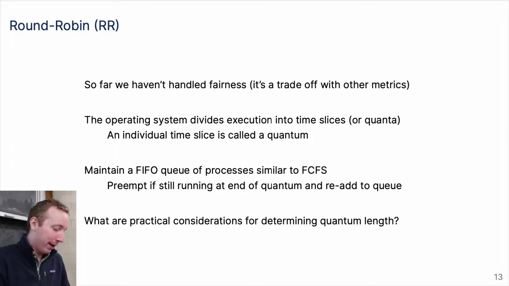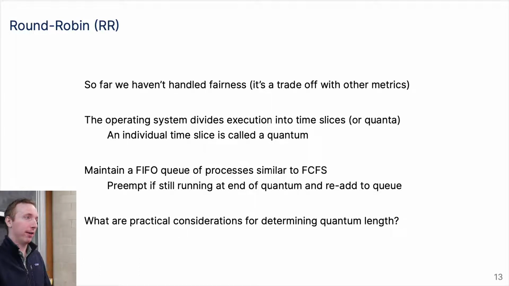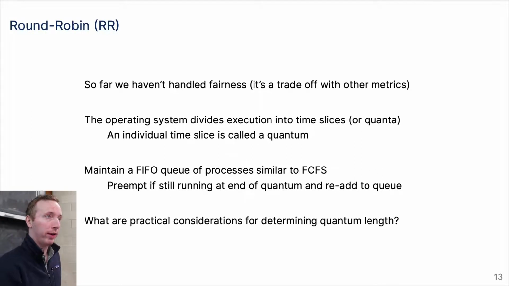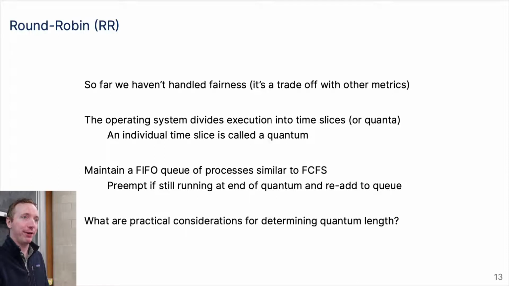And then what happens if my quantum length is essentially infinite? Well, then it essentially becomes exactly first come, first serve, right? Which is pretty terrible. If you have the quantum length really, really low, you'll have good response time, but you'll have a lot of context switches. And if it's too large, then you're essentially going to have first come, first serve, which is kind of a crappy scheduling algorithm.